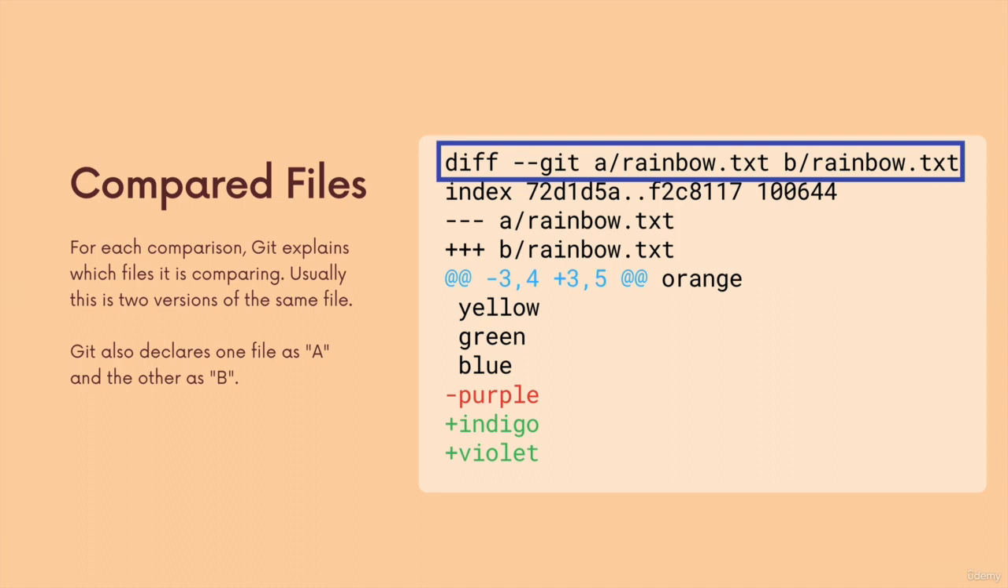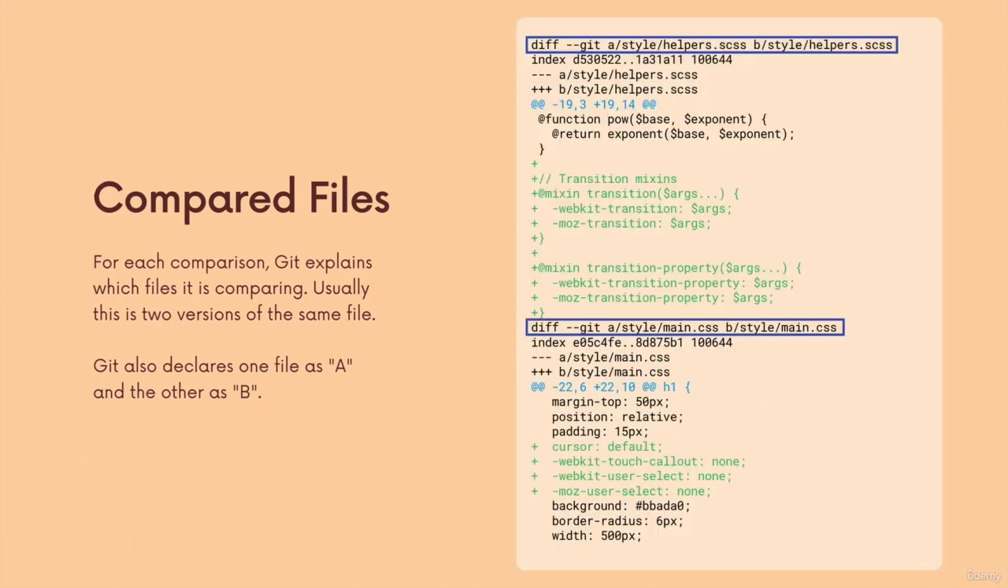So Git is going to call one A and the other one B. So you can see rainbow.txt, the first one here, is going to be A. Rainbow.txt, the second one, will be B. So we may get an output that's a lot more complicated, but there's always going to be the first line, the files that are being compared, two files. So helpers.scss compared to helpers.scss, and here's what changed in that file. And here's another file, main.css, main.css.